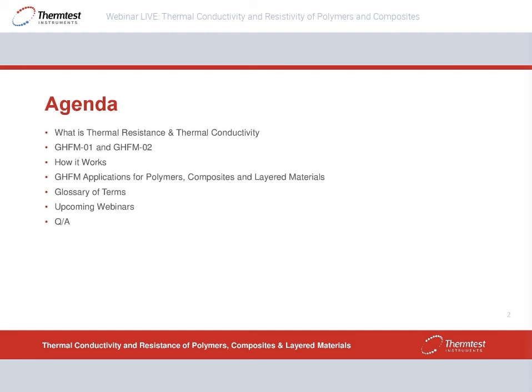I appreciate everybody taking the time to listen in on the topic. The agenda we're going to talk about is what is thermal resistance and thermal conductivity, a short introduction into specifications of the GHFM, which would be guarded heat flow meter 01 and 02, a short description on how they work, applications for polymers, composites, and layered materials, glossary terms, and a QA period afterwards.